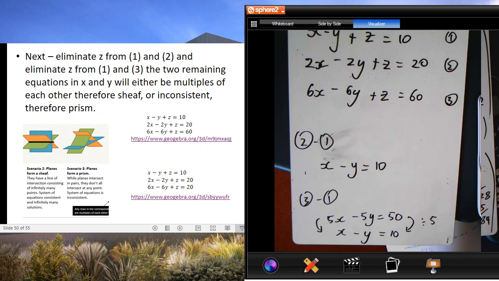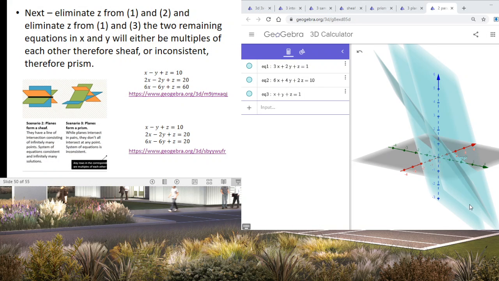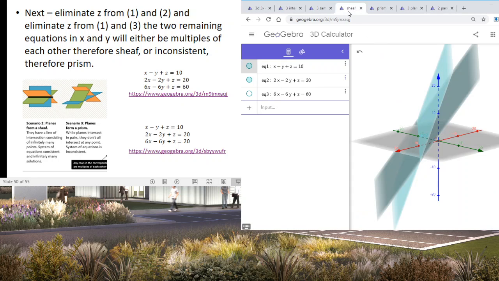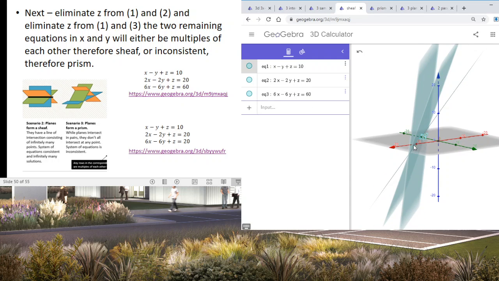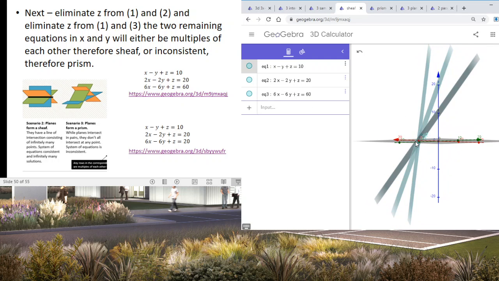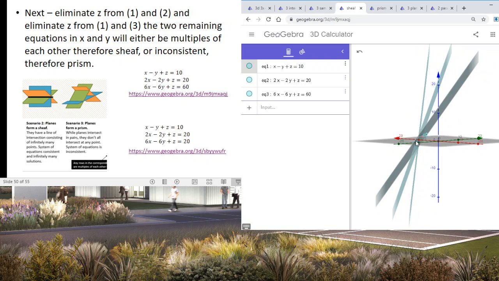I'm just going to click that through and show you what that looks like on Desmos. Here are my three equations, here are my three planes. You can see they all form a nice line there, and that line is the line x minus y equals 10.